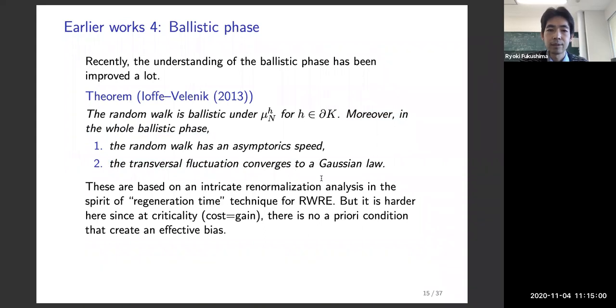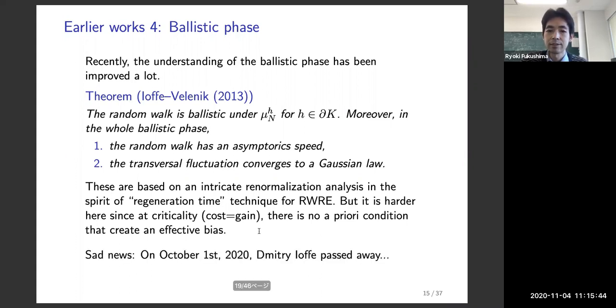Their proof relies on some renormalization analysis, which I will not describe, but it has some similarity to regeneration time techniques for random walk in random environment. So if you know a bit about random walk in random environment, you can feel something. But it is much harder here because their main focus is on criticality. At criticality, the cost is balanced with the gain, so there is no a priori reason to have some effective bias. You have to create effective bias from nothing. So it's very hard. But they did it. It's a very impressive result.